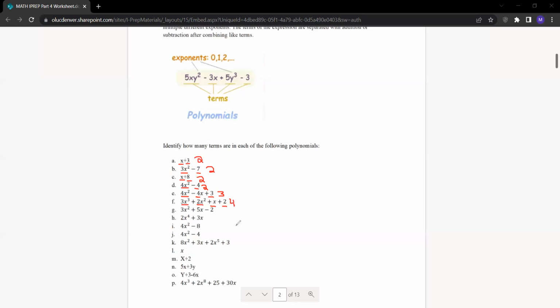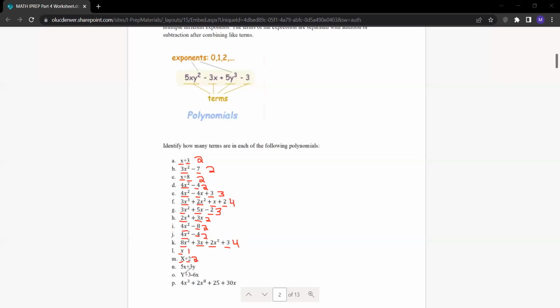4. What about 3x squared plus 5x minus 2? 3. What about 2x to the fourth plus 3x? 2, right? 4x squared minus 8. Again, 2. What about 4x squared minus 4? 2 again. What about 8x squared plus 3x plus 2x to the fifth plus 3? It's going to be 4. What about this one? We have x. It's going to be 1 term. x plus 2.